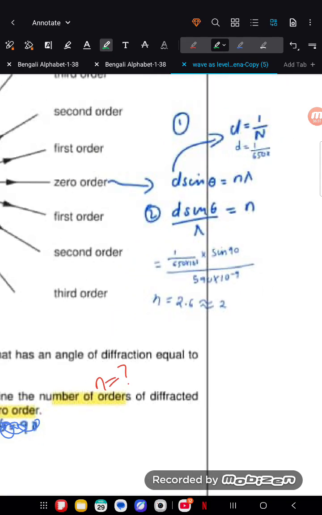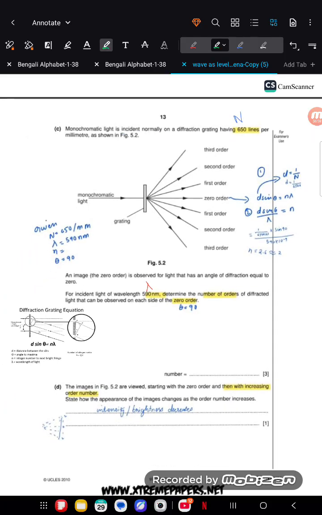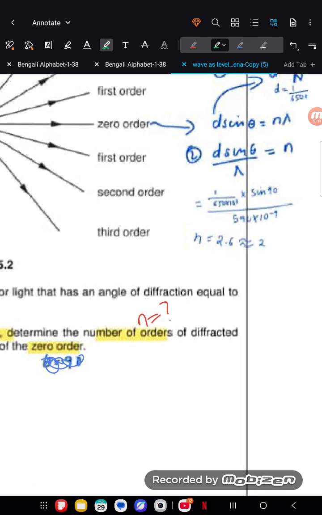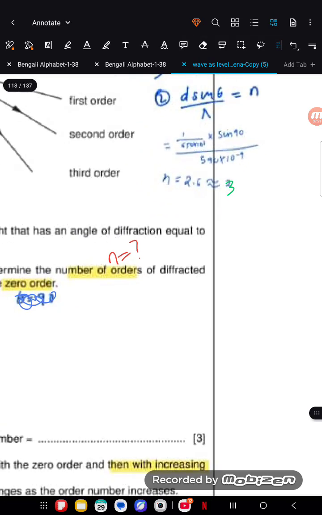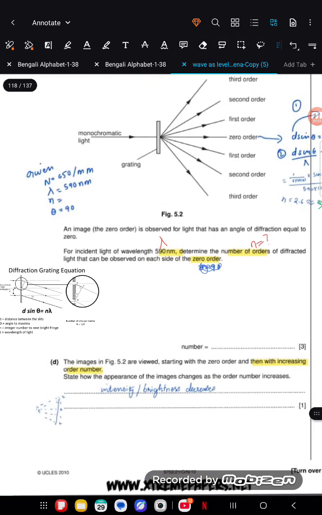So you cannot write 2.6. So how many orders? Sorry, 2.6 is, I mean, third order, not second order. It's above 5, right? So it's third order, right? So we have to show this.